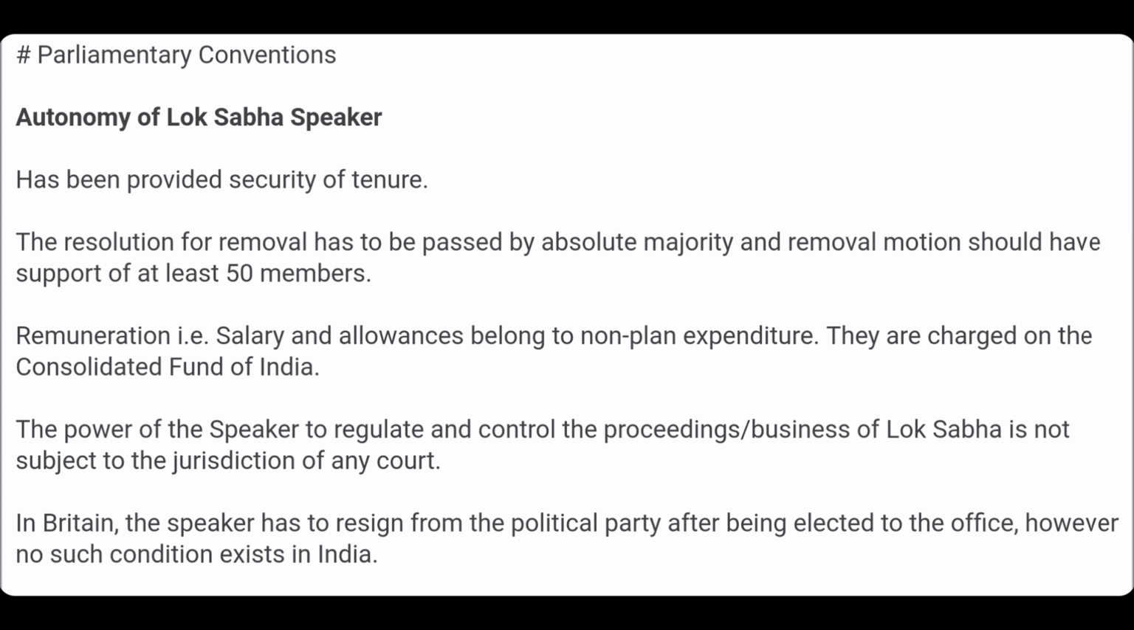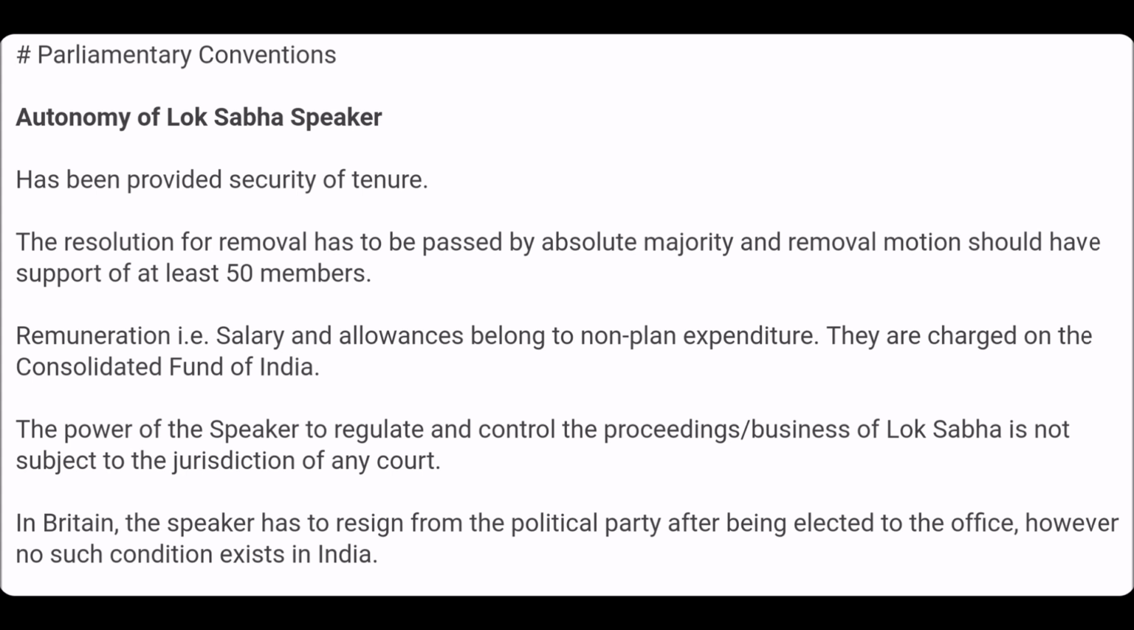And if a removal motion for a Lok Sabha speaker is to be initiated, then that removal motion should be supported by at least 50 members of the Lok Sabha. Then only a removal motion can be initiated.